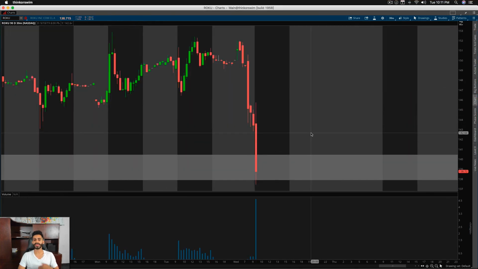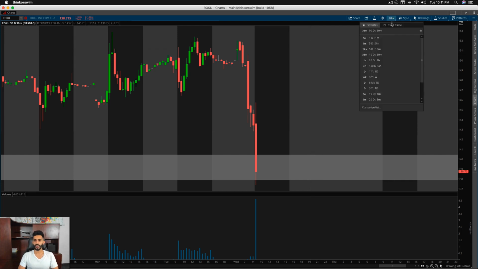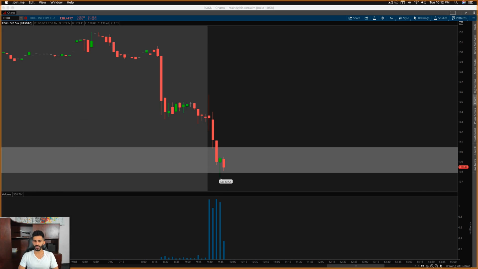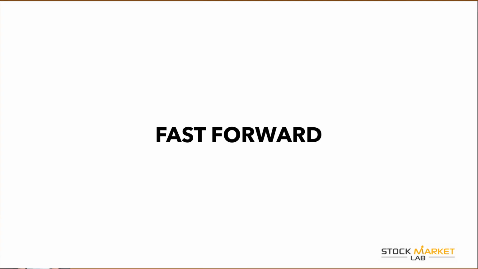So now for me to get an exact entry point, I'm going to go down to an even smaller time frame. When I go to a 5-minute time frame and I look at this, I start realizing that around 137, a little bit outside of the demand zone, buyers are holding it up. So I'm going to keep watching this stock and see what happens in the upcoming few minutes. So let's fast forward and see what happens.